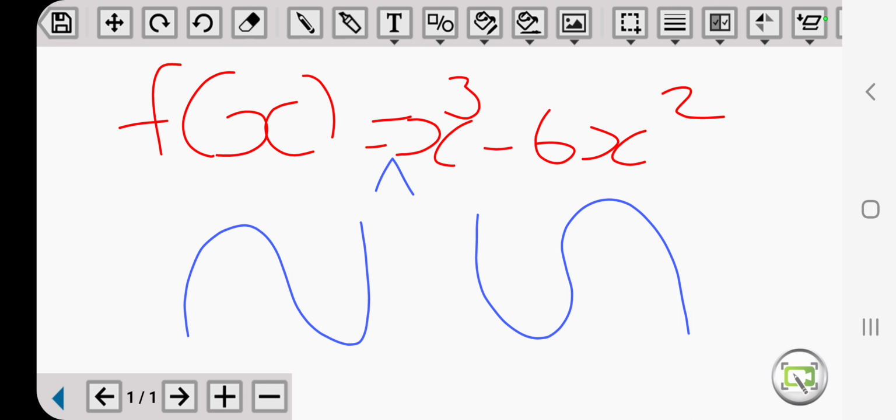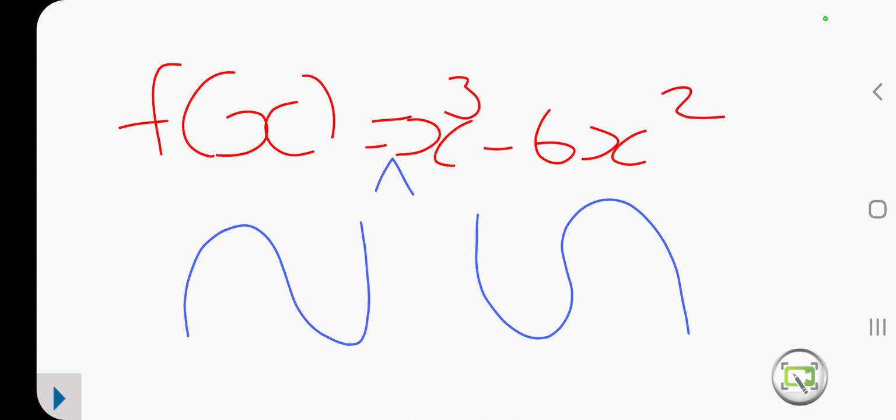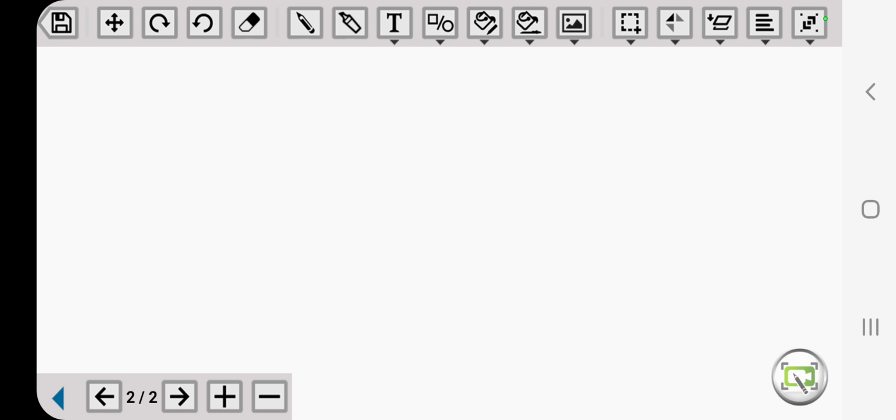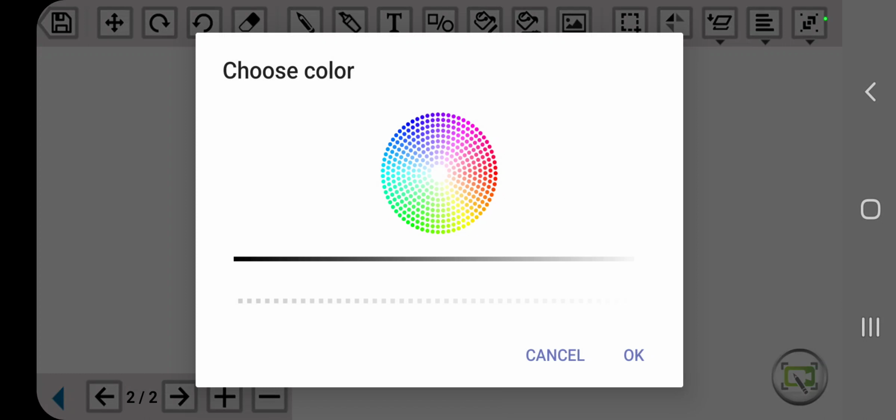Right, looking at this specific one, one of the most common questions is to find the stationary points, in other words, the turning points on the cubic graph. And here comes the method. Please make note and please go and study, because this is a very common type of question.